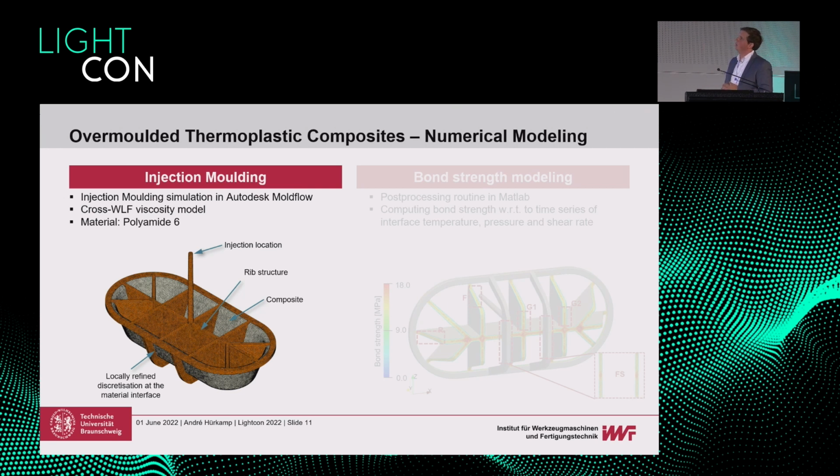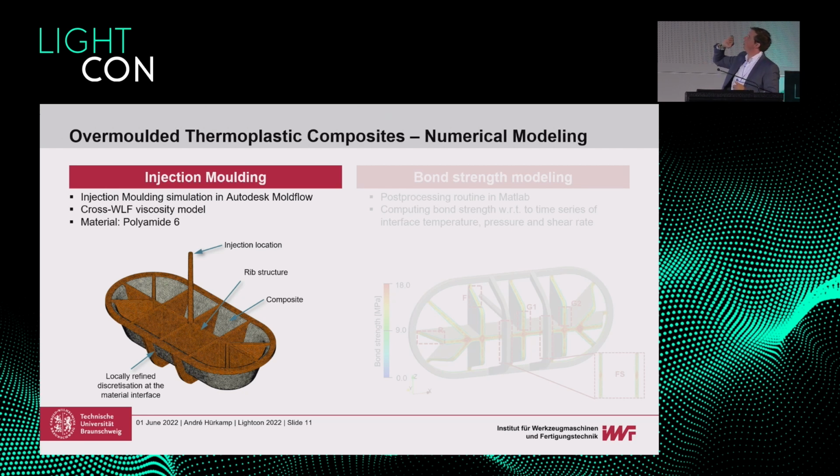We can simulate the flow problem, the mold flow. And what we can achieve then is the temperature, the pressure, and all necessary data for the bond strength at the interface over time, because it's a time series. It's not enough to be 1 millisecond above melting temperature. It has to be over a long time, and we also need a certain pressure to get a good bond.